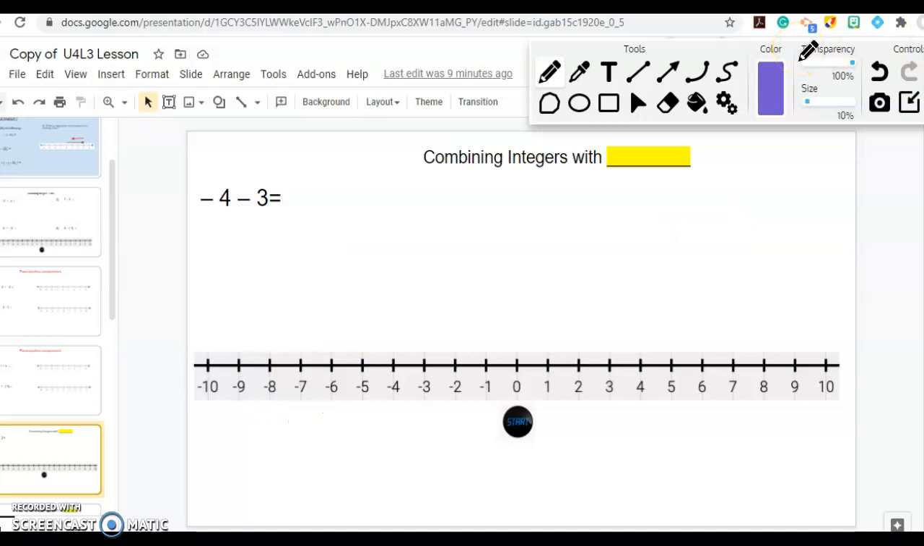Okay, let's try a couple of these. We're going to combine integers here. Notice we have like signs. Actually, let's rewrite it first. So we have a negative 4 followed by a negative 3. As you can see, the signs are the same. We want to start to take note of that. We're going in the same direction. So we start at 0, go in the negative direction 4, and then in the negative direction 3 more. 1, 2, 3, and we end up at negative 7.